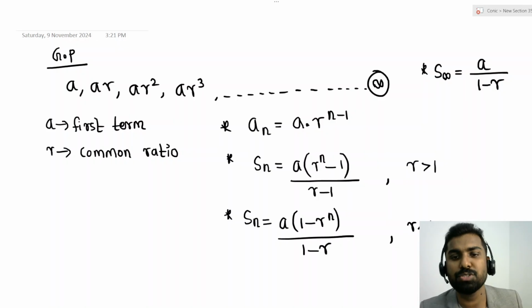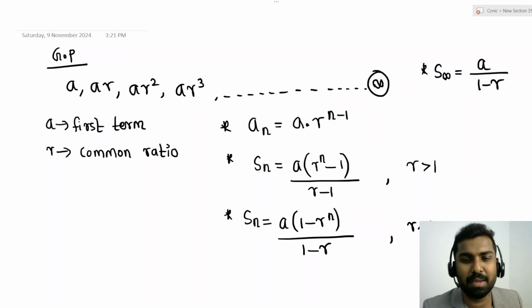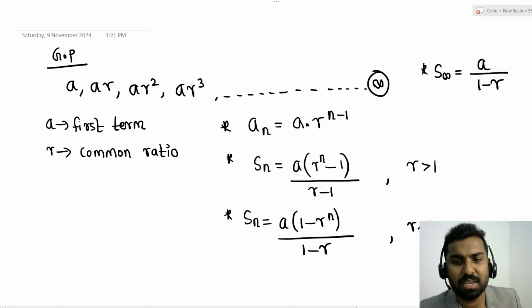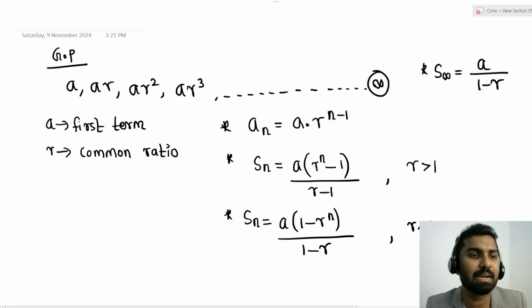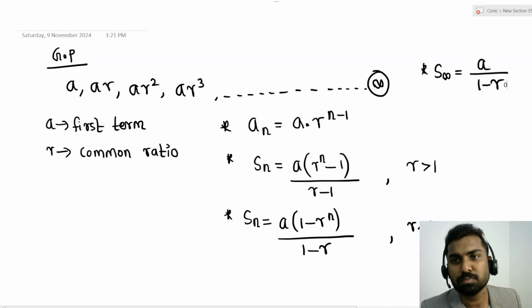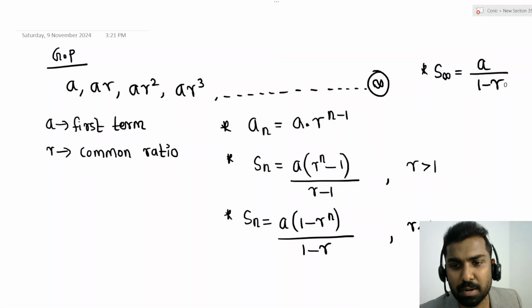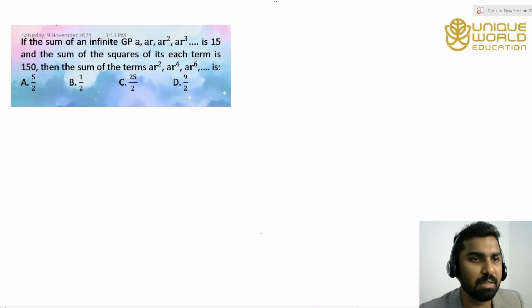We are solving questions that were already asked in previous years of JEE Mains, 2020-21, and some questions are from 24. If you solve this kind of question, you will get clear clarity about how to solve. So let's solve the questions one by one. Okay, let's start. This is your first question.